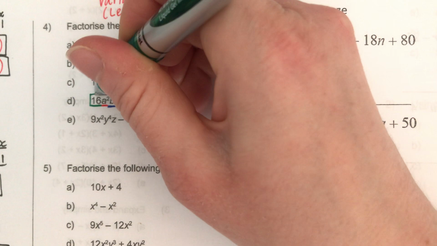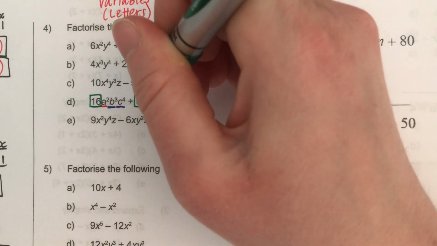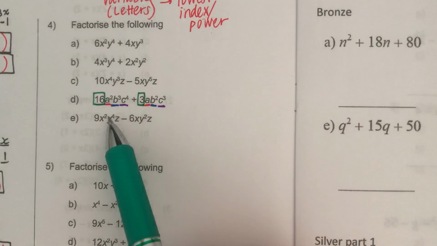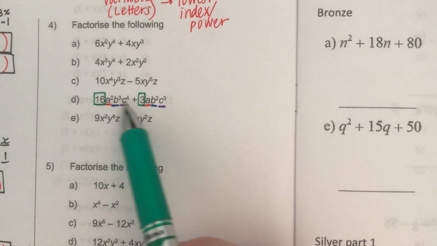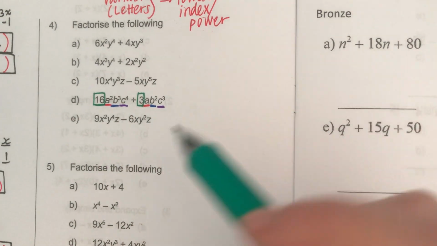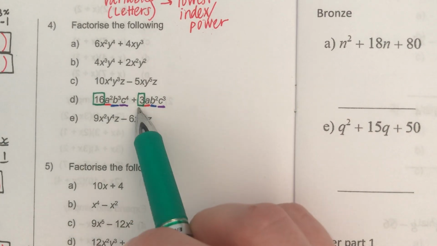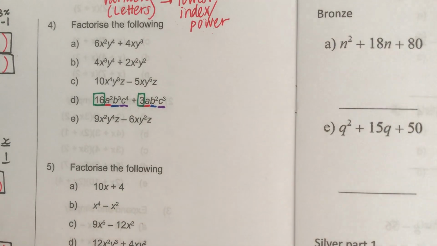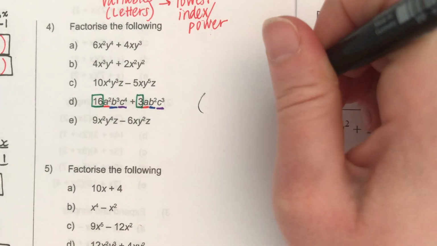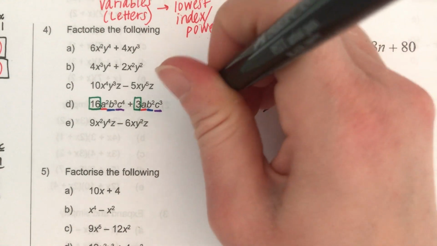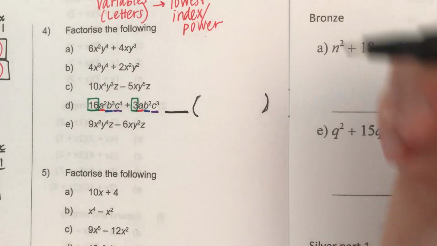But looking at 16 and 3, there is no value higher than 1, at least, that goes into both 16 and 3. So for the numbers, we're not going to have a common factor that we bring outside of the brackets. So here are our brackets. And here will be our common factor.